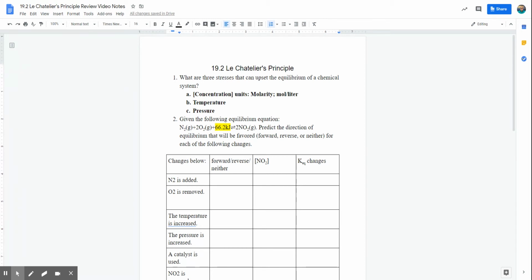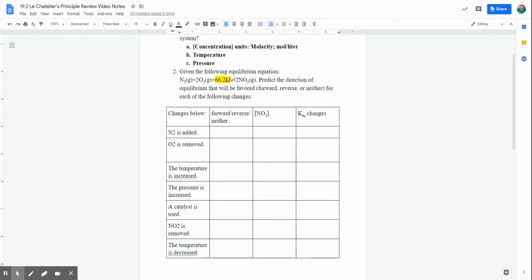All right, and it produces nitrogen dioxide, which is here, so 2 moles. So it says predict the equilibrium that will be favored, forward, reverse, or neither for each of the following reactions. So remember, if you add stress to a system, it's going to favor the side of the reaction that releases that stress. So the first one is going to be adding N2. So if I add something to the reactants, it's obviously going to have more and more reactant, so it will favor the forward.